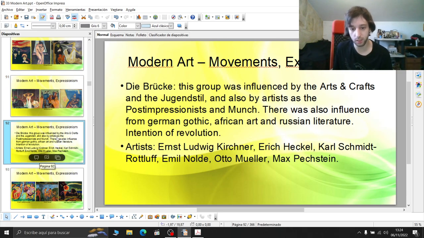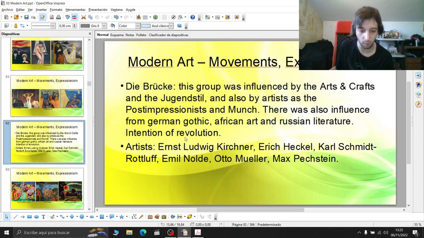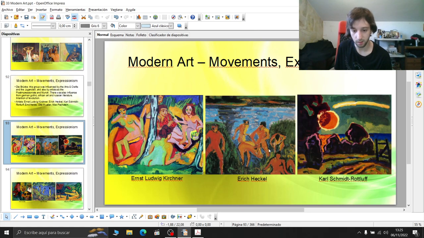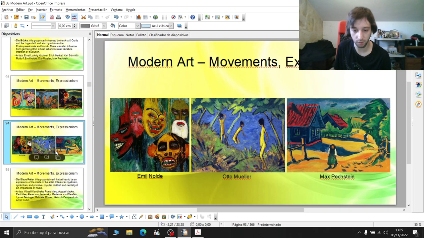Die Brücke. This group was influenced by the Arts and Crafts and the Jugendstil, and also by artists such as the post-impressionists and Munch. There was also influence from German Gothic, African art, and Russian literature, with an intention of revolution. Artists like Ernst Ludwig Kirchner, Erich Heckel, Karl Schmidt-Rottluff, Emil Nolde, Otto Mueller, and Max Pechstein. Here you see examples of all of them.